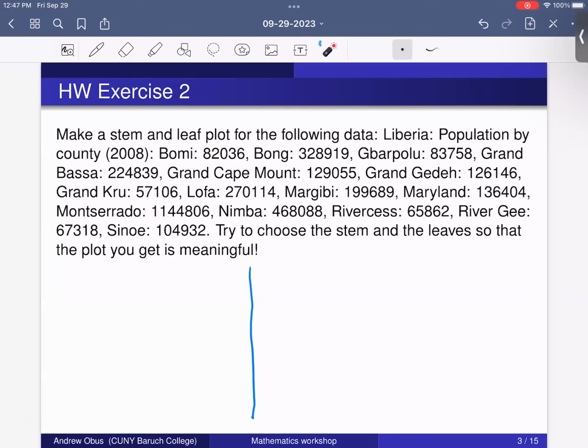So we can't just take the first 2 digits for each county because those first 2 digits are representing different place values. So we have to be consistent about the place value. The way you can think about it is you want to always have the same number of digits in the leaf, and then the stem is just whatever's left over.